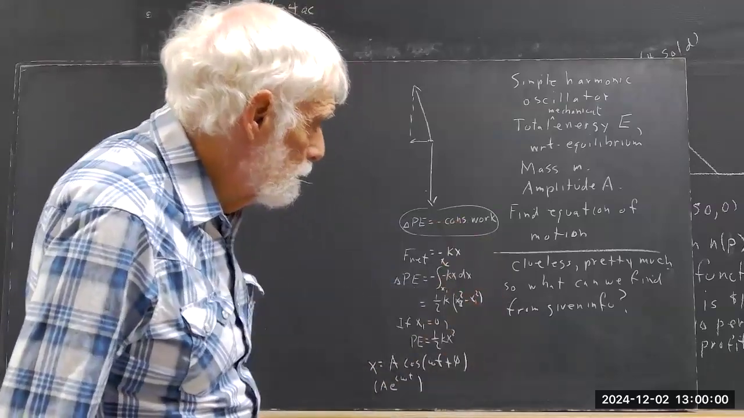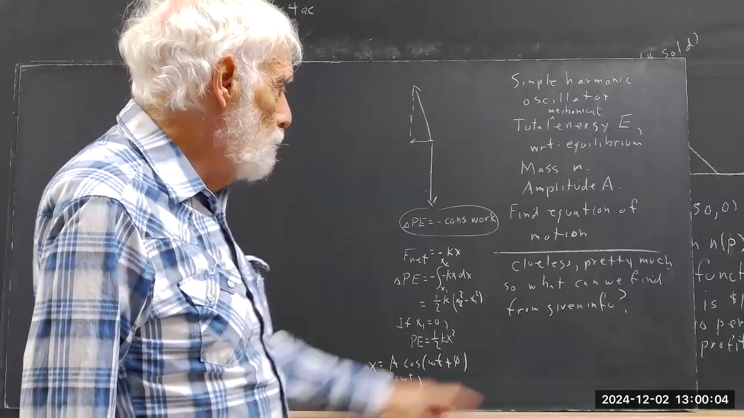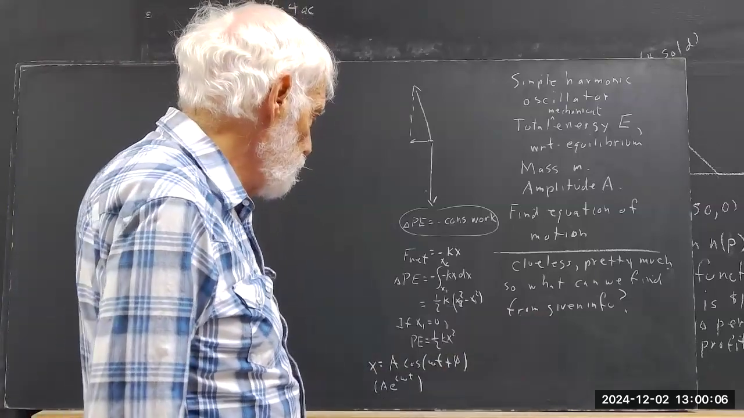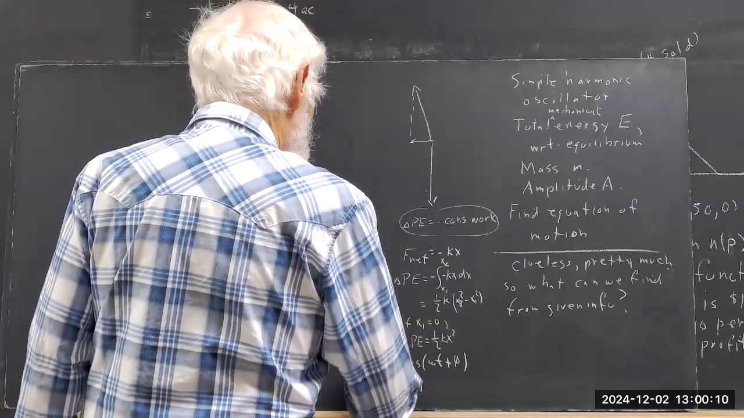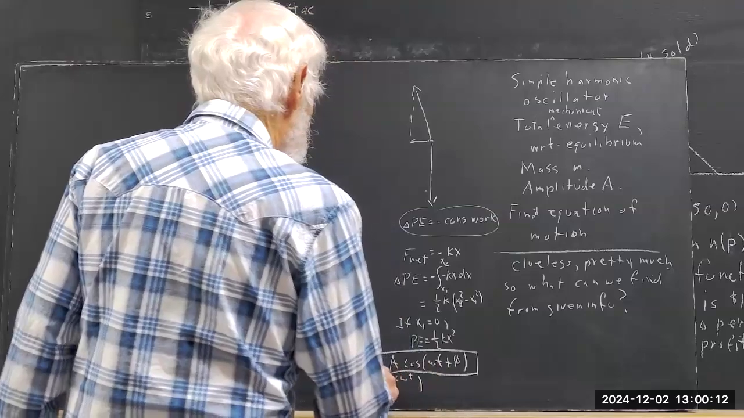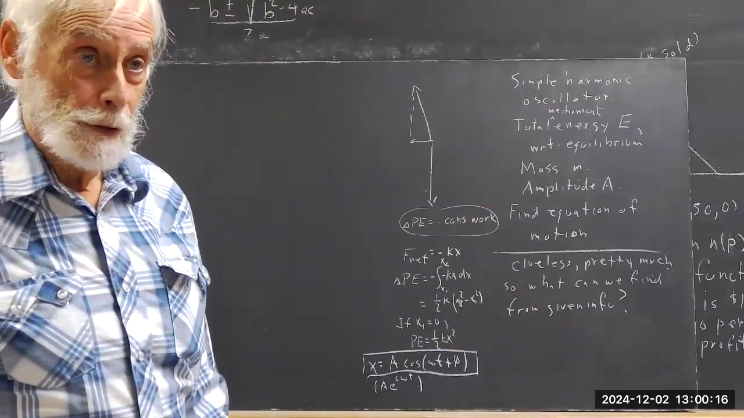Now, get down to the specifics. What can we find from the general information? And notice that the equation of motion is what we want to find. So maybe we write this one down off to the side someplace before we start trying to put stuff together, right?